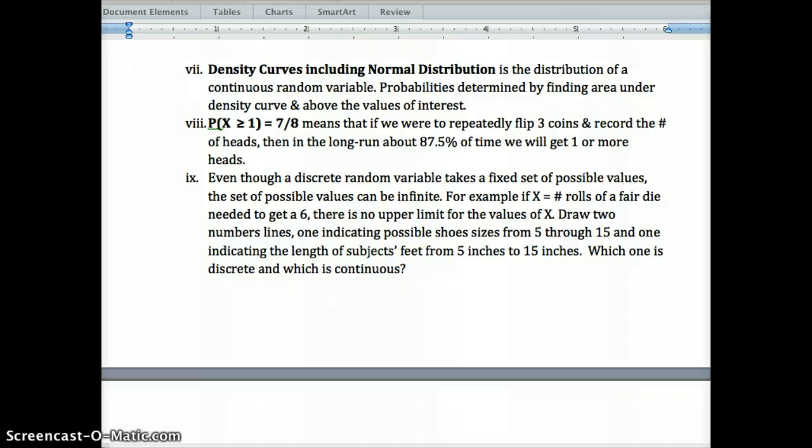When we look at a density curve, including the normal distribution, we can find the probability by finding the area under the curve and above the values of interest. So if the probability of x greater than or equal to 1 equals 7/8, that means about 87.5% of the time in the long run we'd expect to get one or more heads for flipping 3 coins. And that would be represented by the area, including 1, below the density curve and above the x-axis.